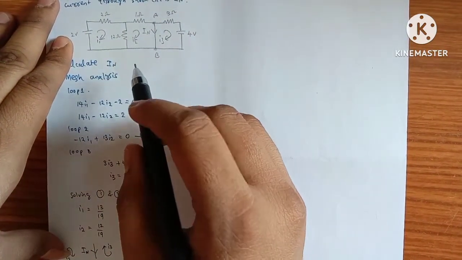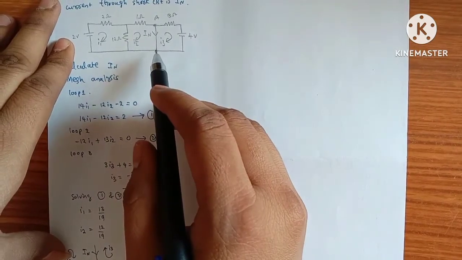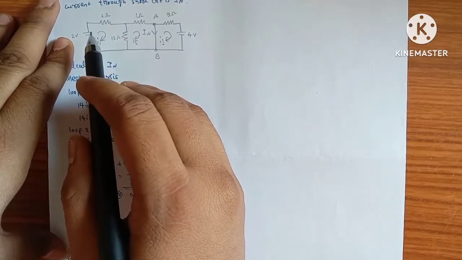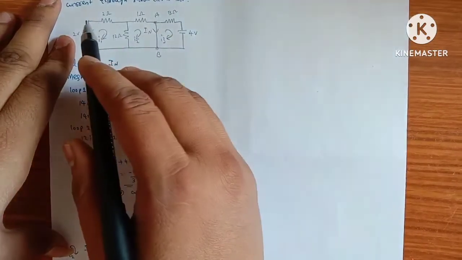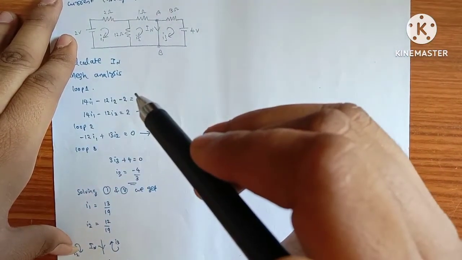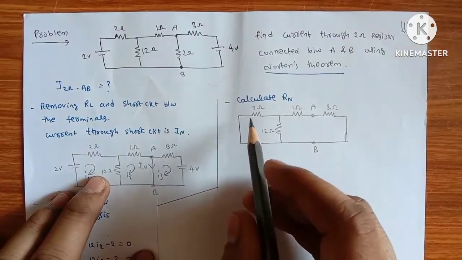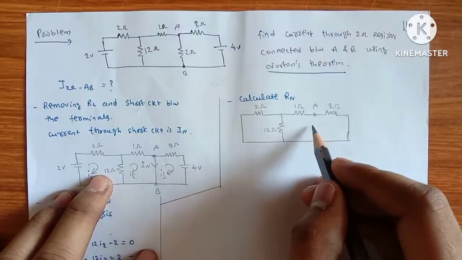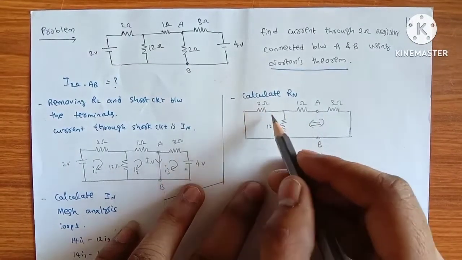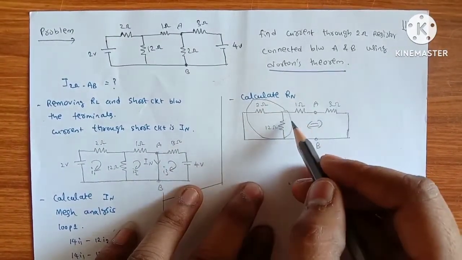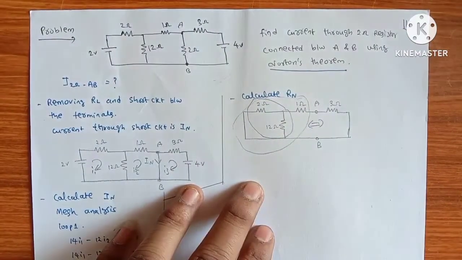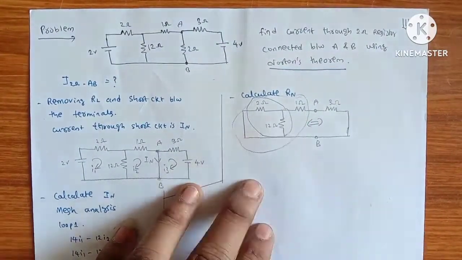From the next step of Norton's theorem, we should find Rn. To find Rn, we should remove the load and replace the sources with their internal resistance. Here we have a 2 volt source and a 4 volt source. We are replacing these with short circuits. If we draw the circuit to calculate Rn, it looks like this. We should find Rn in this direction. Here the 2 and 12 are in parallel, and these two are in parallel with the 1 ohm. If we calculate, we get the equivalent resistance as 19/7.